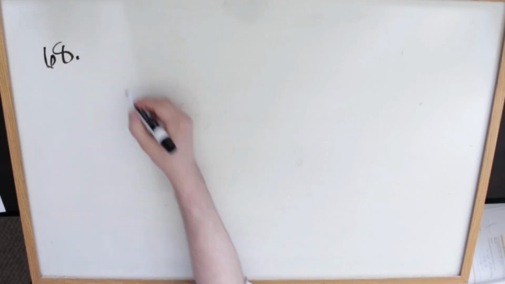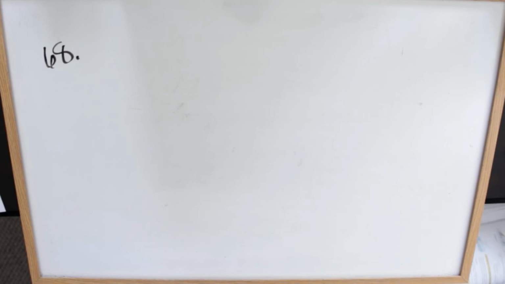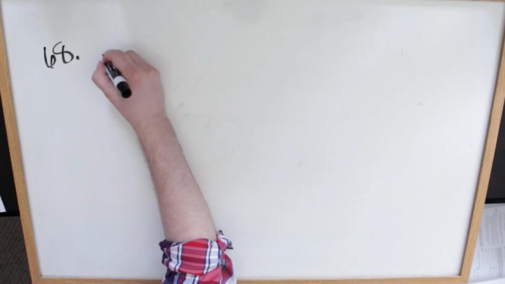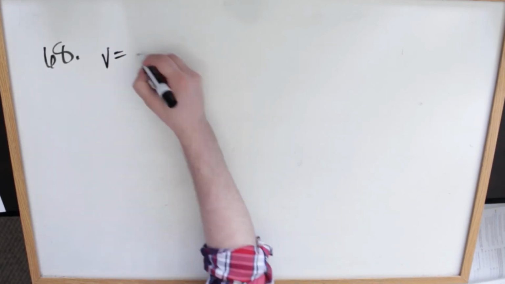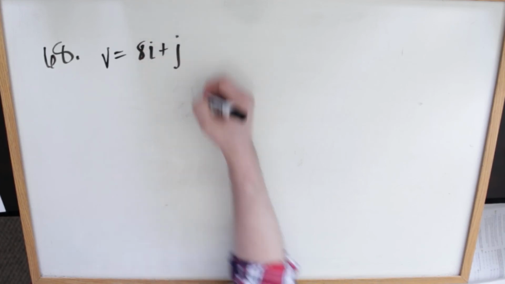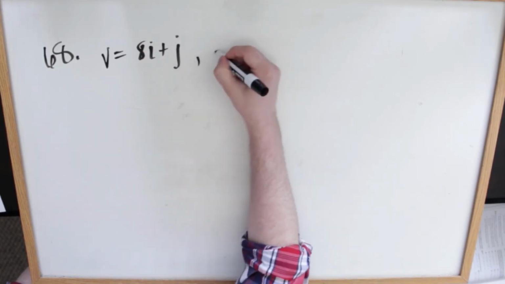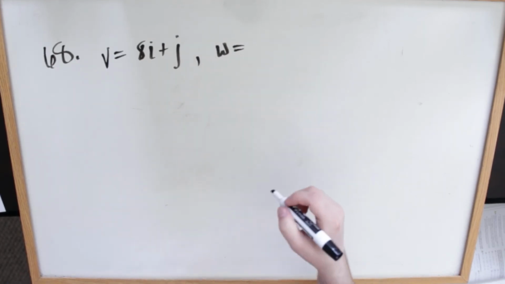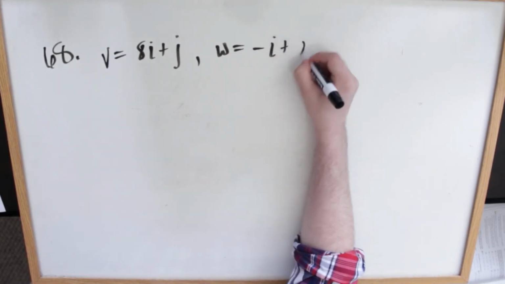All right, question 68. They are asking us to find the measure of the angle between the two vectors, state which pairs of vectors are orthogonal, and round approximate measures to the nearest tenth of a degree. Okay, so the nearest tenth of a degree. So for 68, they say that V is equal to 8i plus j, and W is equal to minus i plus 8j.